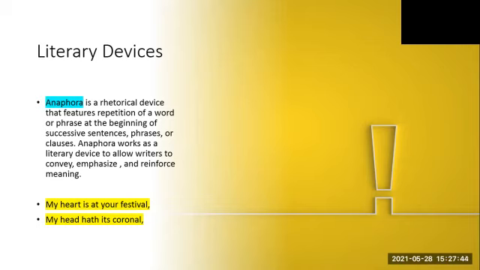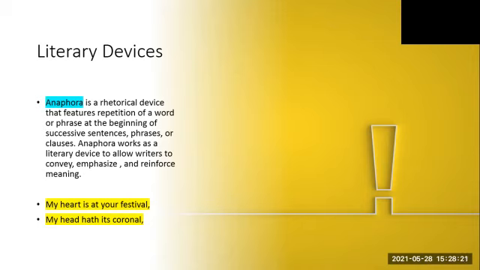My heart is at your festival. My heart has its coronal. This is what we call anaphora. It's a rhetorical device. How does it look like? It's a repetition of a word or phrase at the beginning of successive sentences. Anaphora works as a literary device to allow writers to convey, emphasize, and reinforce meaning.